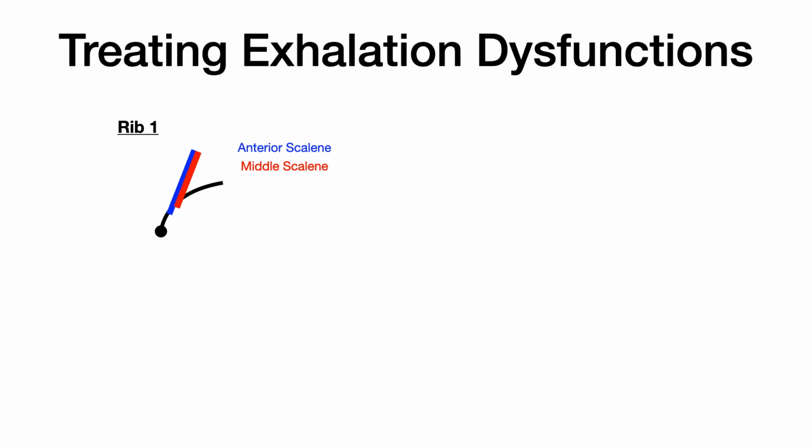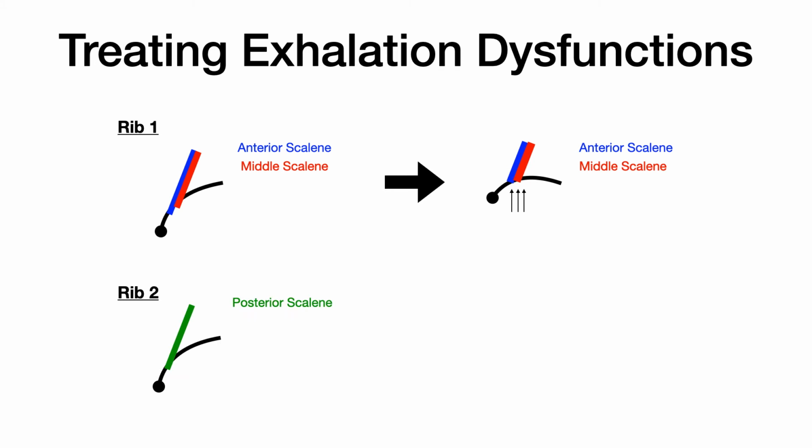So rib number 1 has attachments to both the anterior and middle scalene. Recall from a previous lesson, I told you that it would be very, very high yield to know where the scalenes are attaching, and this is the reason why. The anterior and middle scalene both attach to rib 1, which means if we use this subtype of muscle energy, again referred to as muscle moves the bone, if we contract the anterior and middle scalene, we can pull that rib back up. So if rib number 1 is in an exhalation dysfunction and you use this technique, you'll pull it back up.